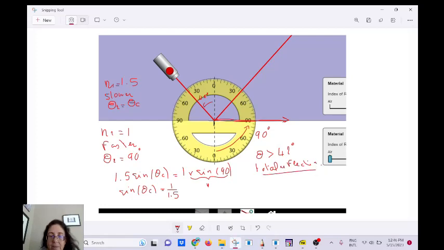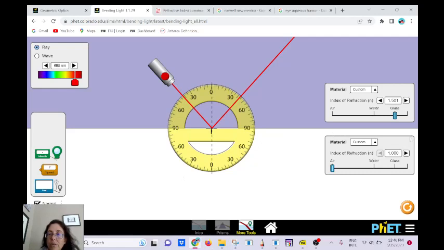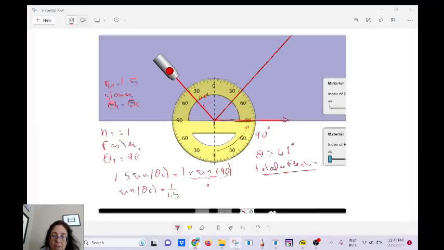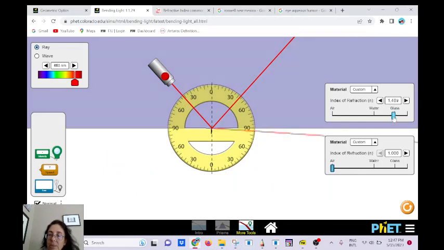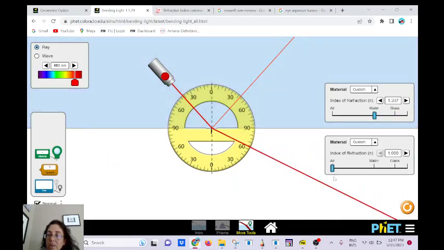Okay? Now you have the same thing if you go from water. So what does it mean? Conclusion. When you go from glass to air, the critical angle is about 42 degrees. So it depends where you come from and where you are going. So from glass to air, you have 42 degrees. Let's see if you have water. So if you have water, you're still going from slow to fast.